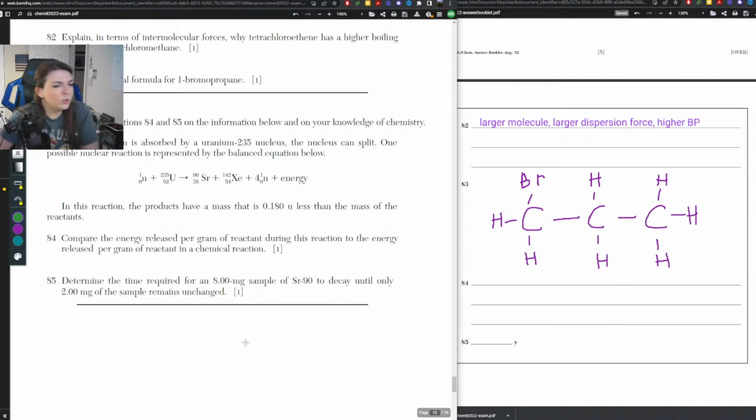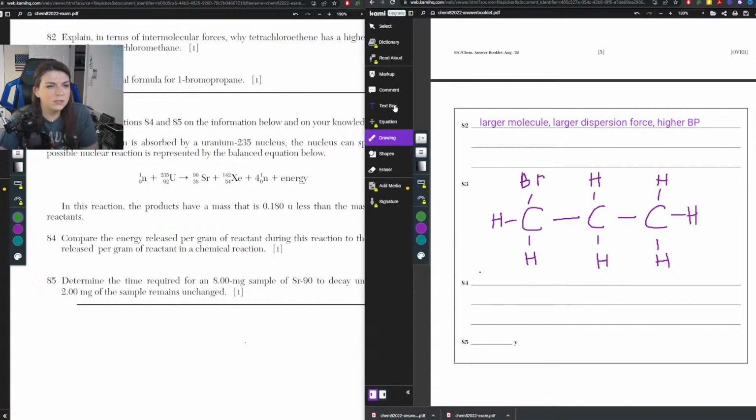Last up, finally. When a neutron is absorbed by a uranium-235 nucleus, the nucleus can split. One possible nuclear reaction is represented by the balanced equation below. That's an ugly equation, but okay. In this reaction, the products have a mass that is less than the mass of the reactants, but only by 0.18 atomic mass units. Compare the energy released per gram of reactant during this reaction to the energy released per gram of reactant in a chemical reaction. Okay. In nuclear reactions, we release, and we talked about this earlier as well. This test is very repetitive.